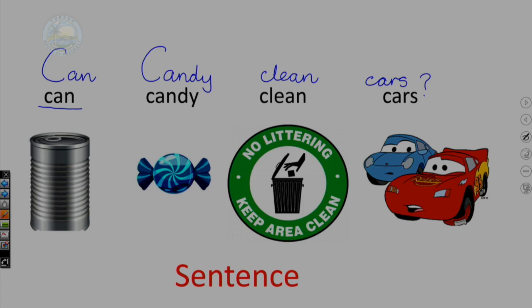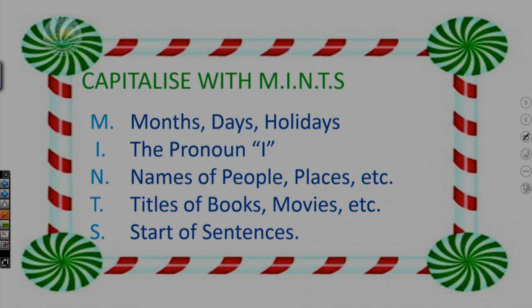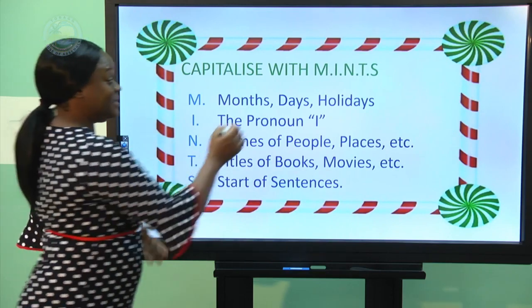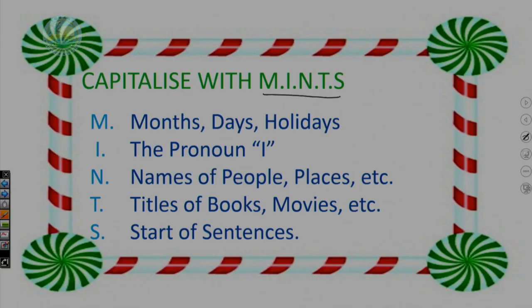We are now going to continue our journey. It says capitalize with mints. M-I-N-T-S. It is written right here. Capitalize with mints. This M means that the months of the year, we have the months here, they all begin with capital letters. And months are made up of days. So days also begin with capital letters. All the days of the week begin with capital letters.